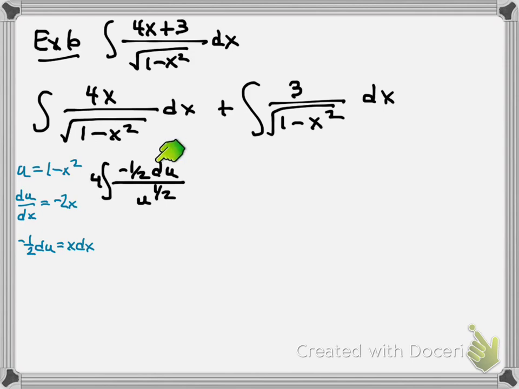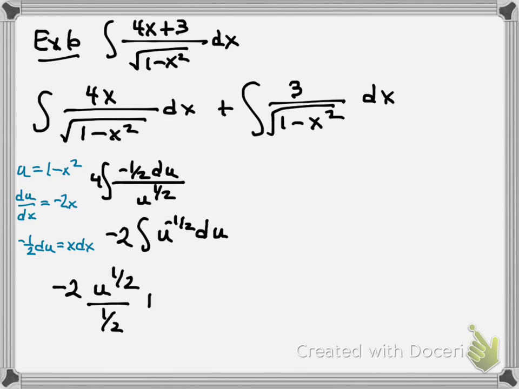Alright, so the negative 1/2 can pull completely out to the front. If you take 4 times a negative half, that's negative 2. And so I have negative 2 integral. You could shove this up to the numerator and make it u to the negative 1/2 du. And then I would just use the backwards power rule, add 1 and divide by that number. So if I add 1 to this, I get a positive half. So I have negative 2 u to the positive half divided by a half plus c.